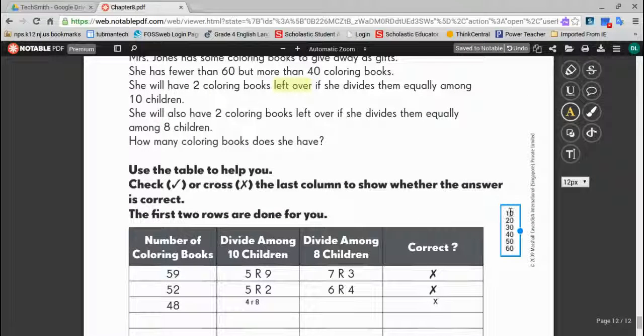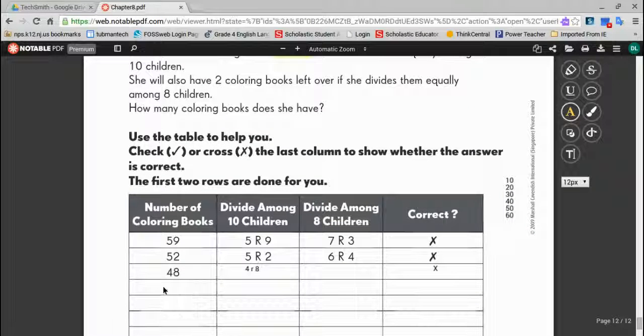Now, I need to make sure that I have 2 left over when I'm dividing by my 10 multiples. So when I had 48, I stopped at 40, which is 4 groups, 1, 2, 3, 4, and I had 8 left over because it's 48. If I have, for example, a number like 45, same thing, I stop at my 40, 4, but I have a remainder of 5 because I have 5 left over, which still doesn't work for me. I want to look for a remainder of 2.